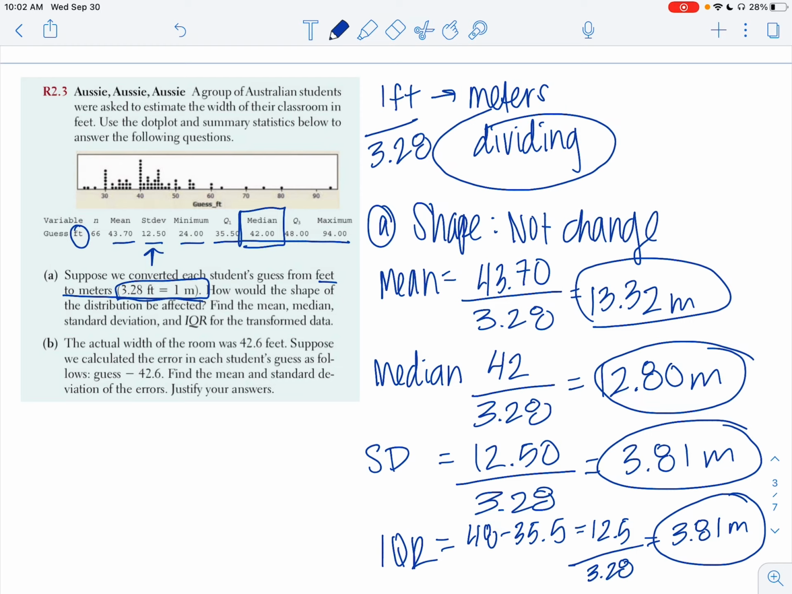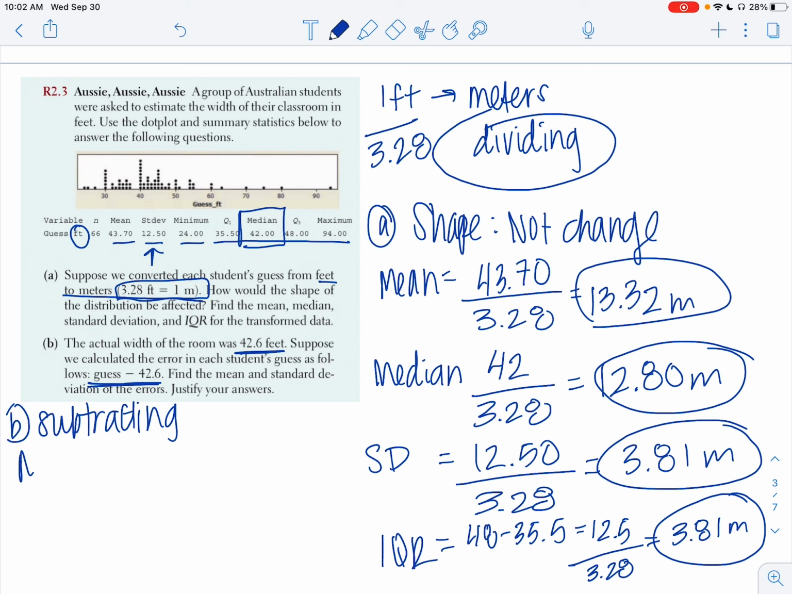If you look at part B, we want to know the actual width of the room was 42.6 feet. Suppose we calculated the error in each student's guesses as follows: guess minus 42.6. Find the mean and standard deviation. Justify your answers. So for part B, if we're subtracting, we want to know what happens.